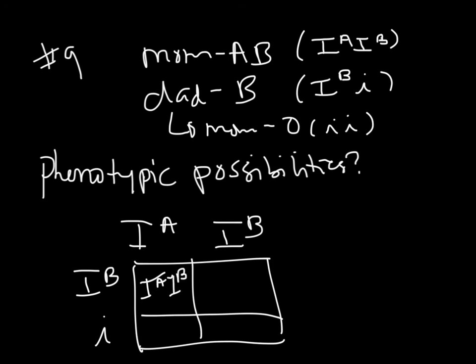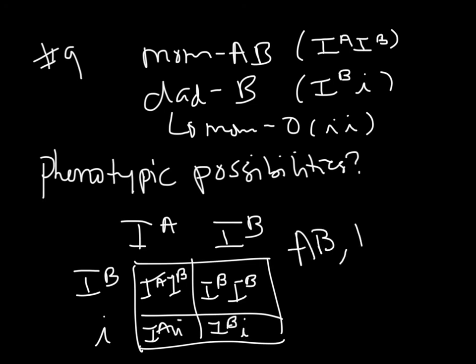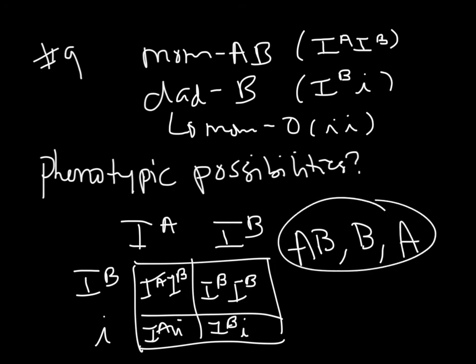So there's AB blood there. This is type B blood. This is type A blood. This is another type B. So it looks like AB, B, and A are all possible blood types for their children.